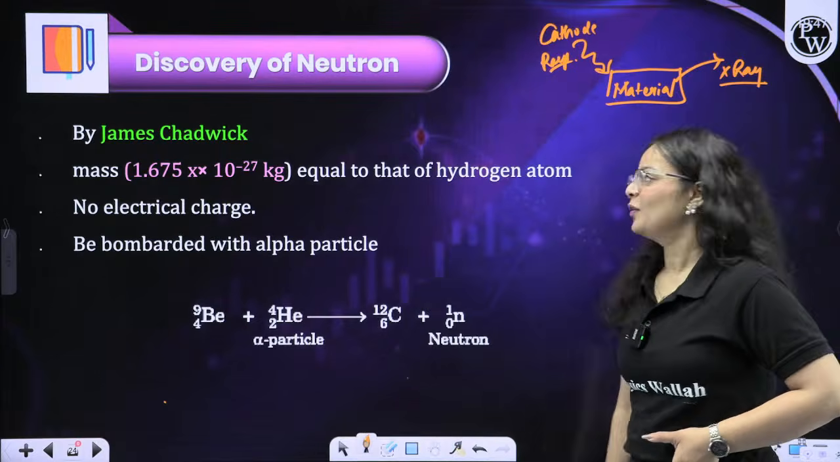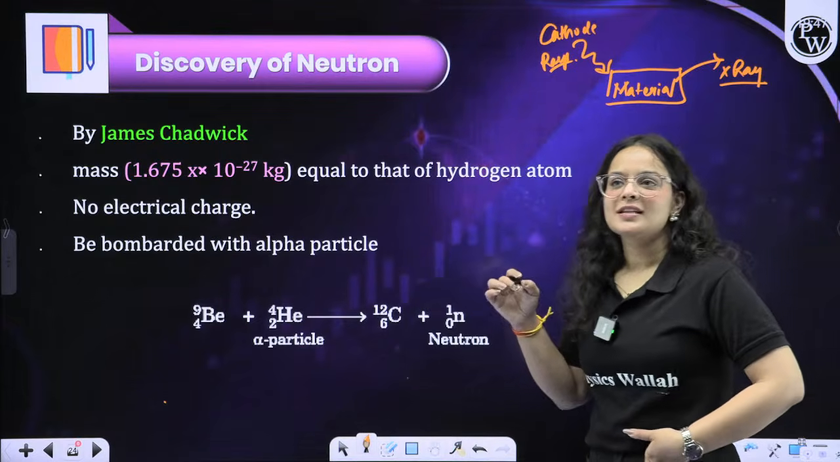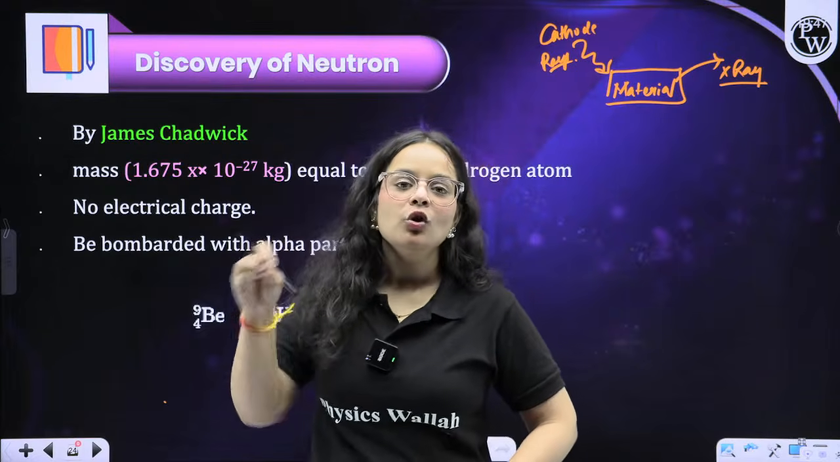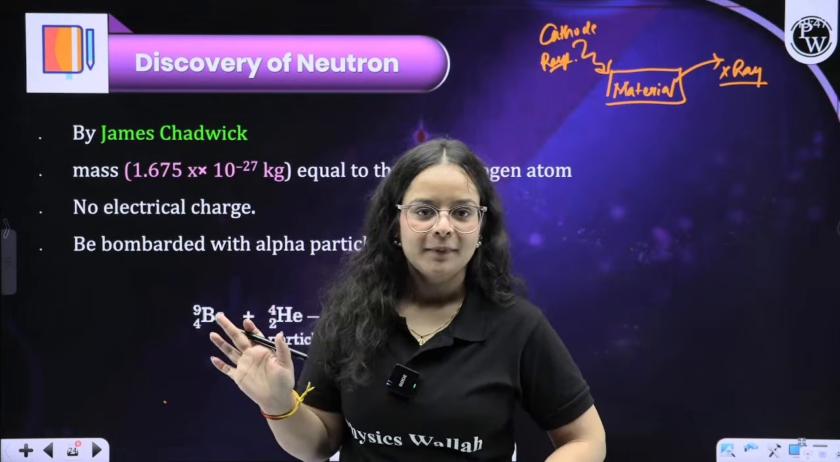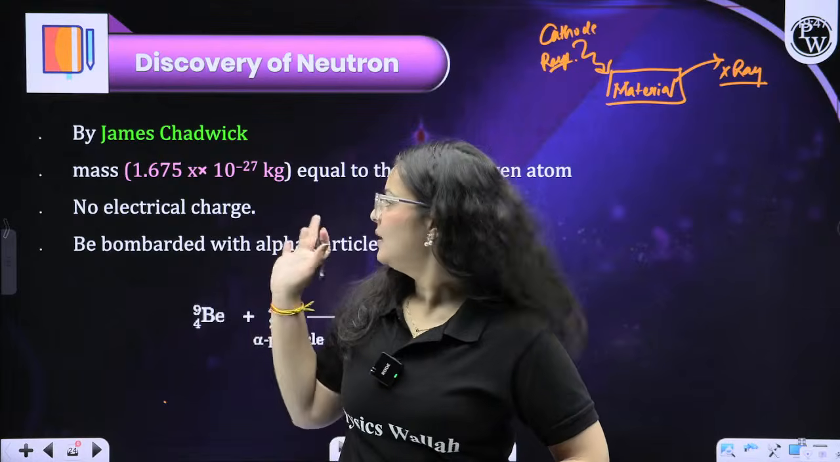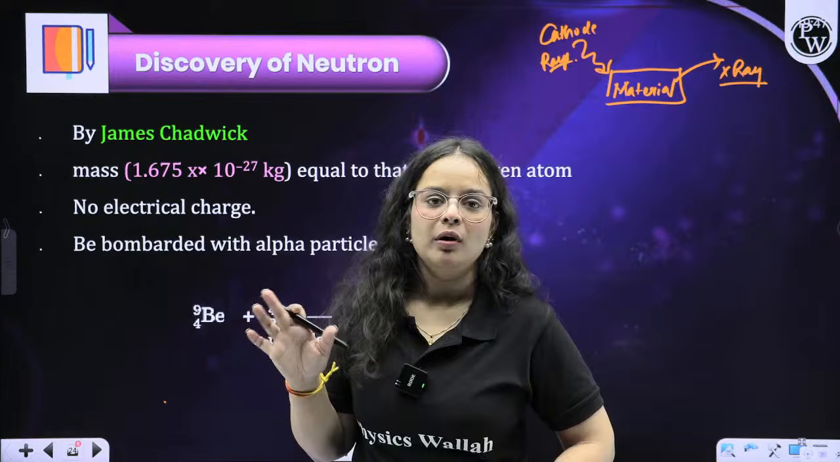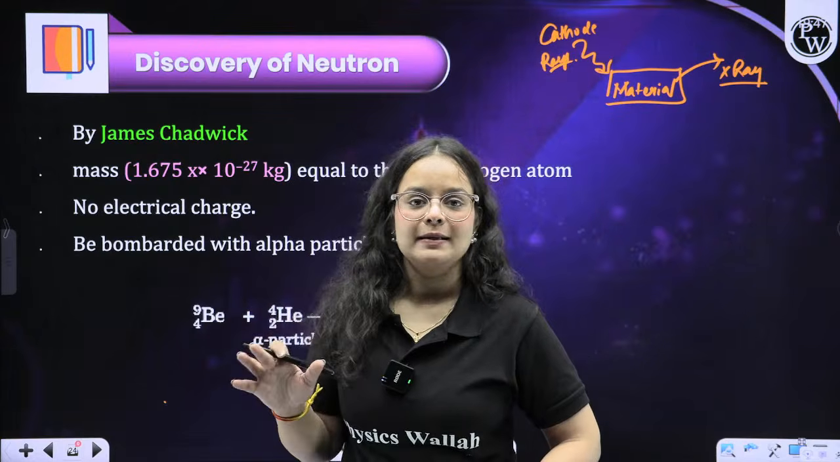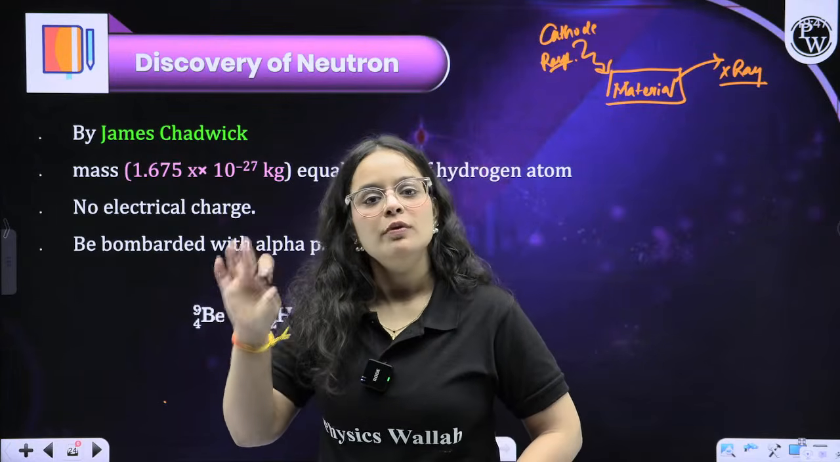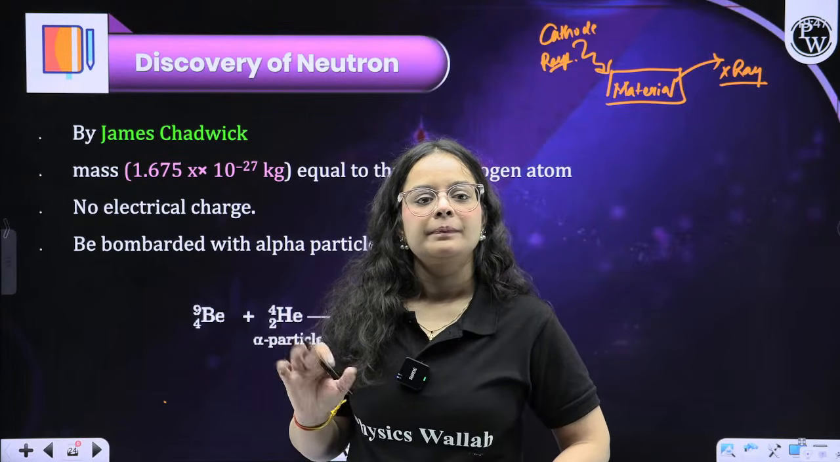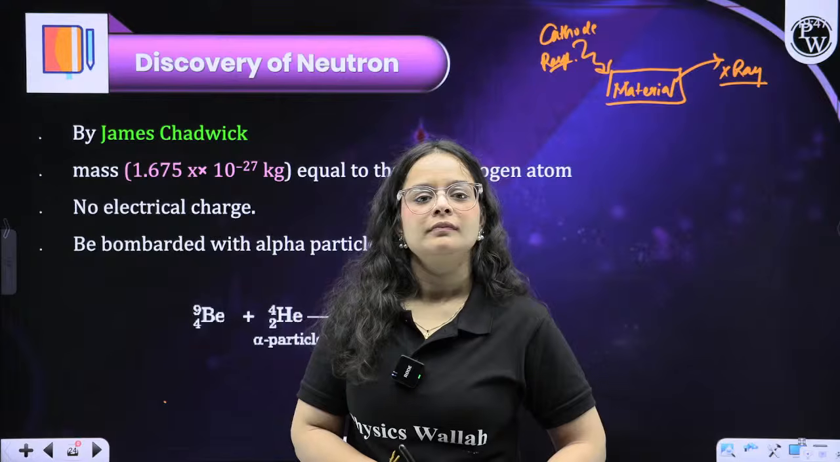Why is it called X? Just like we suppose an unknown factor to be X, on a similar basis here as well, the scientist named it X because he was unaware of the nature of the rays. So he just assumed it to be X.